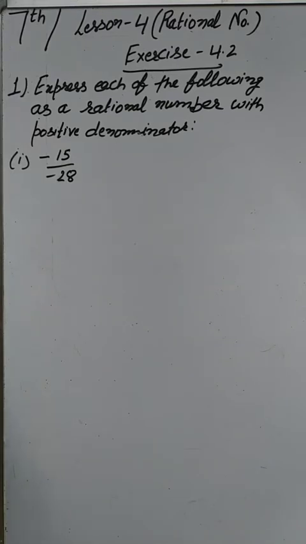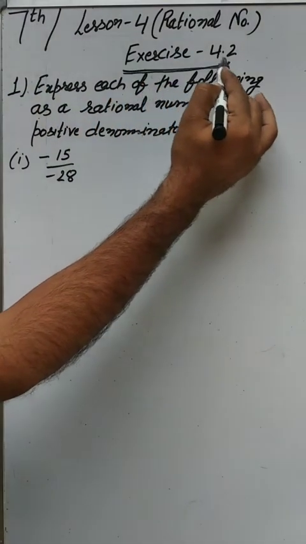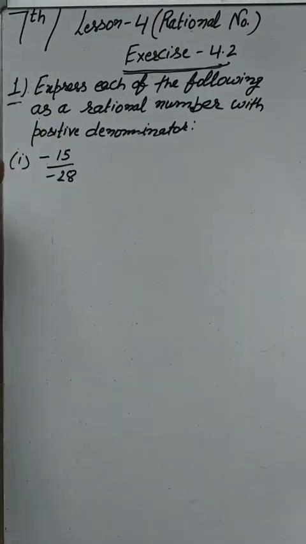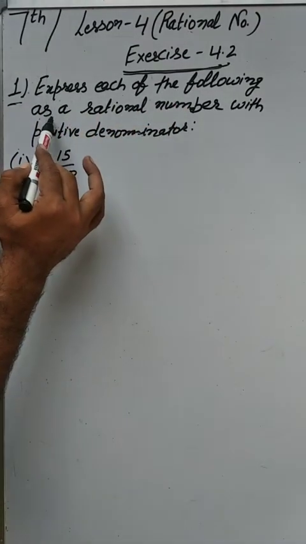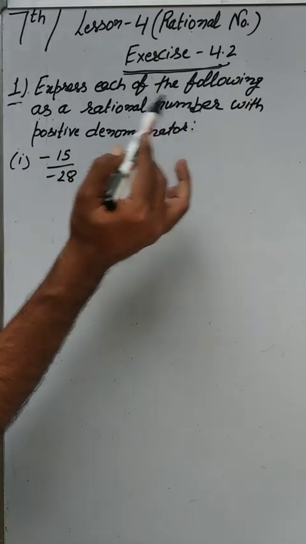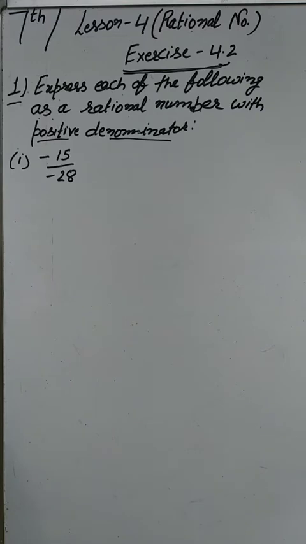Beta, yesterday we completed exercise 4.1 of rational numbers. Today we will continue with the next exercise, 4.2. Question first is, express each of the following as a rational number with positive denominator. It means we are given some rational numbers.